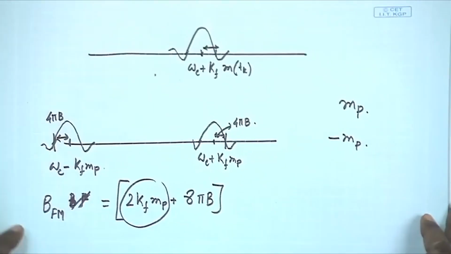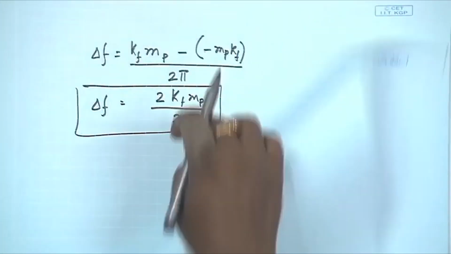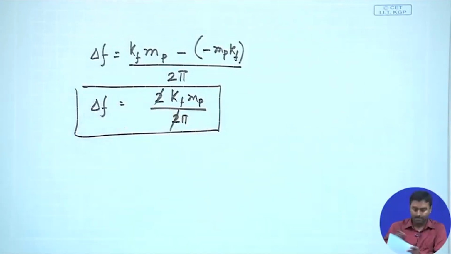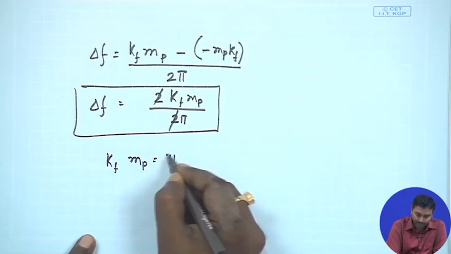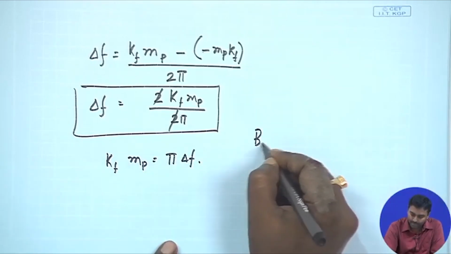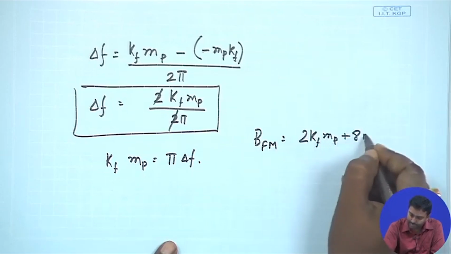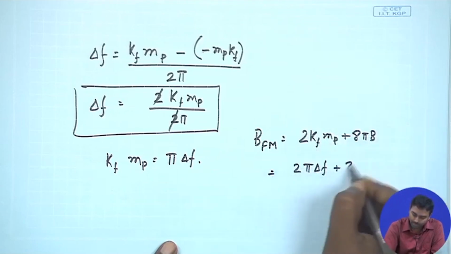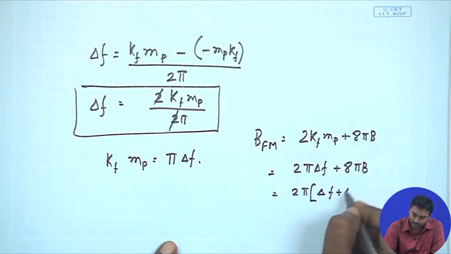The FM bandwidth now I can represent with respect to this del f. So kf into mp, that is actually pi into del f. Therefore, this B_FM, which was earlier derived as 2 kf mp plus 8 pi b, I can write as 2 pi del f plus 8 pi b, or taking 2 pi common, 2 pi times del f plus 4b.